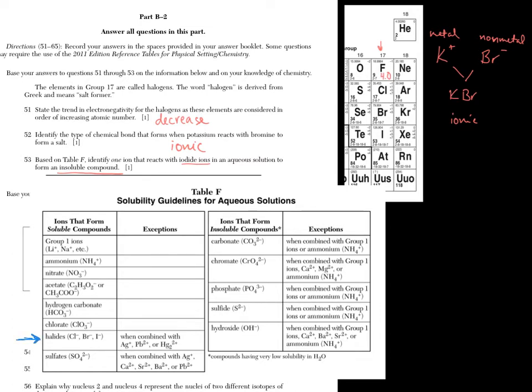Okay, halides. So we're looking for one that forms an insoluble compound. Halides in general typically form soluble compounds, but here are the exceptions that make them insoluble. So it's got to be Ag+, Pb2+, or Hg2+. Okay, silver, lead, or mercury. So any one of those three could be valid choices for your answer. So I'm going to write down Ag+, but acceptable answers would also be lead 2+ or mercury 2+.